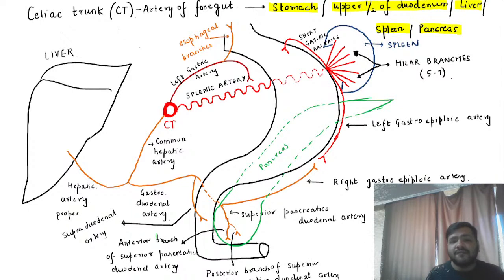It is also supplying the first part of the duodenum, and that is by the name of the supraduodenal artery, that you guys can't forget, and it is directly coming from the gastroduodenal artery. It is directly coming from the gastroduodenal artery, right?